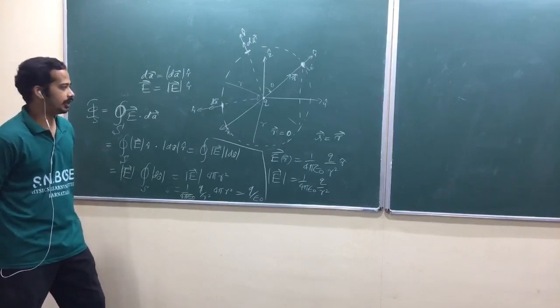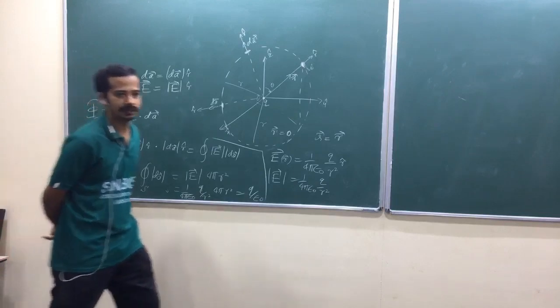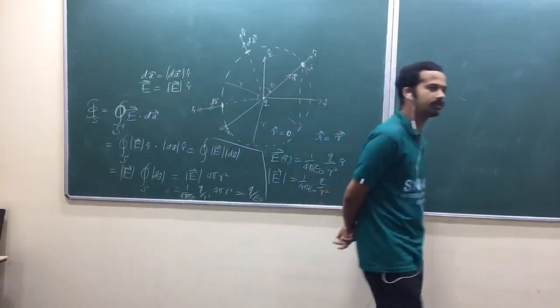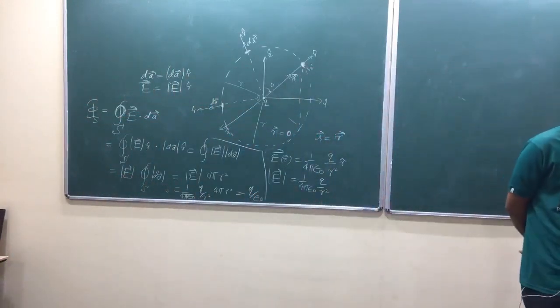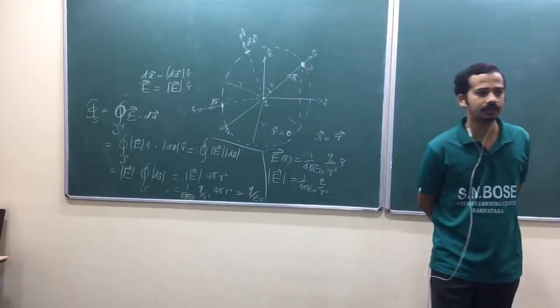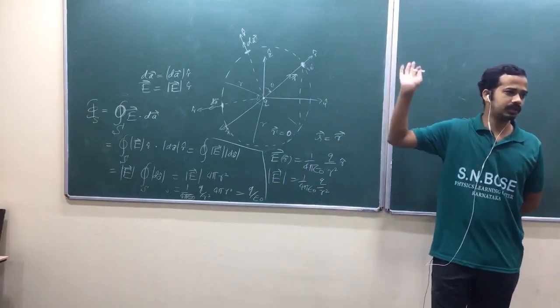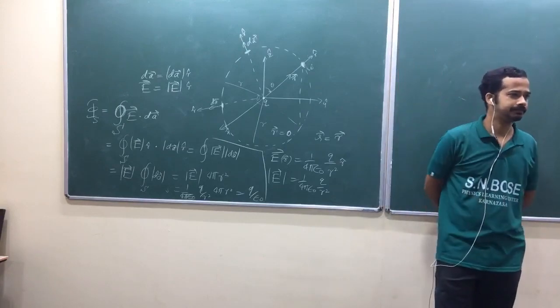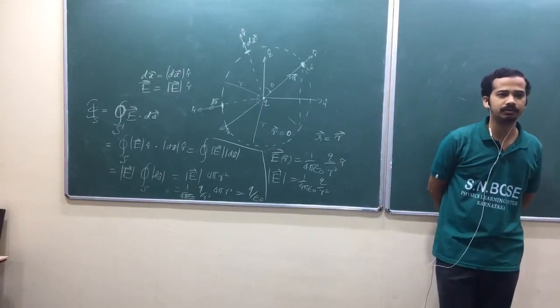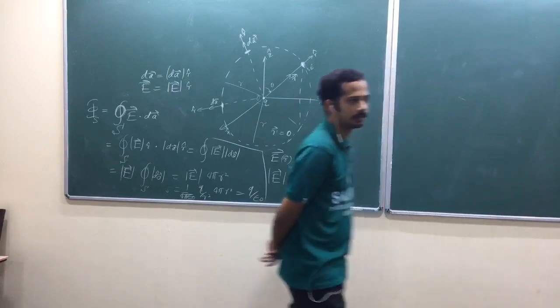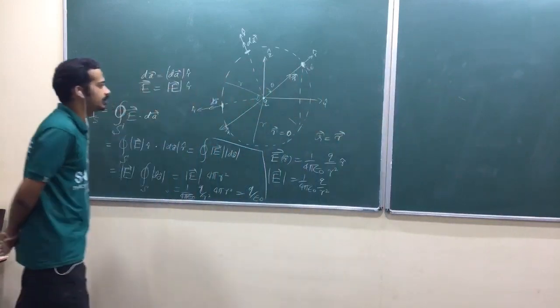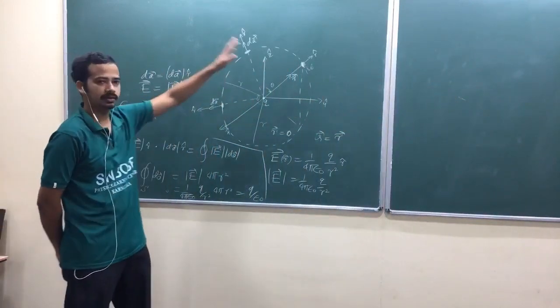Now I am going to say, if you deform this surface, then also the net flux should be the same. Why? We have taken one idea. Electric field will start from the charge. If there is no other charge, it should end at infinity. Electric field will not terminate at mid-air. Am I right? So then the shape of the surface doesn't matter.